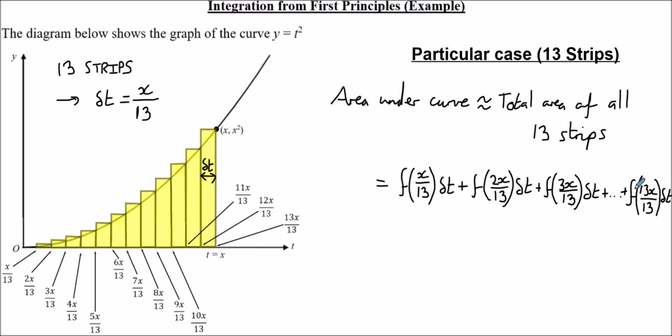So we can neaten this up slightly. So we said the width was delta t, but delta t is just x over 13.